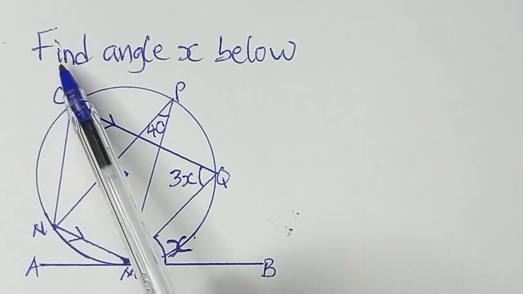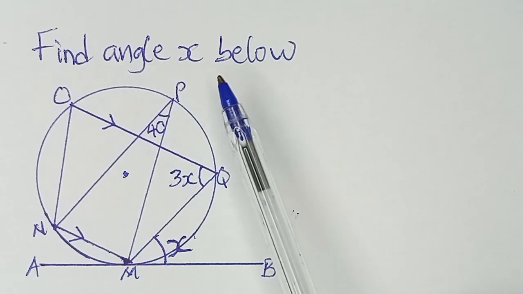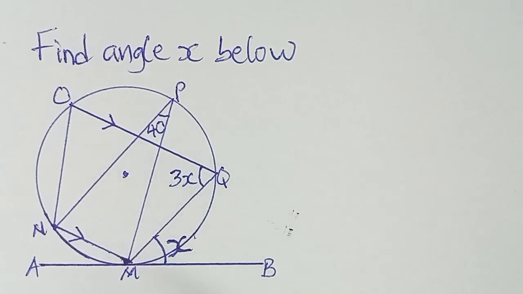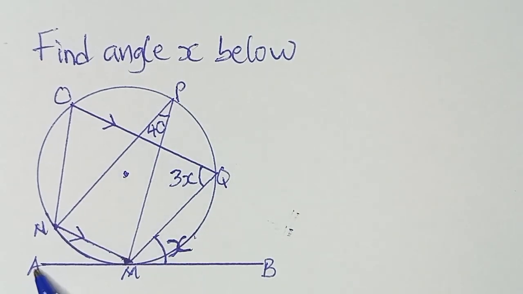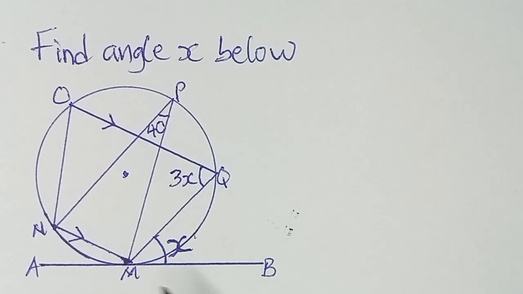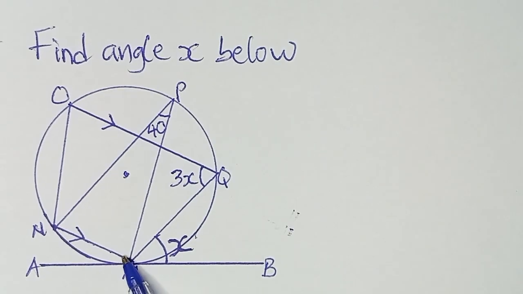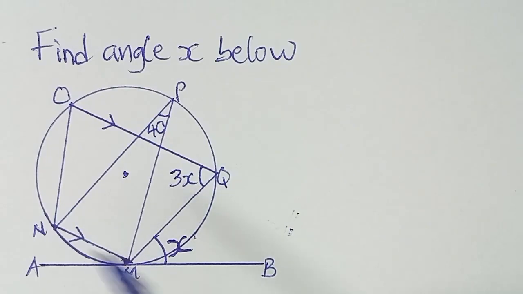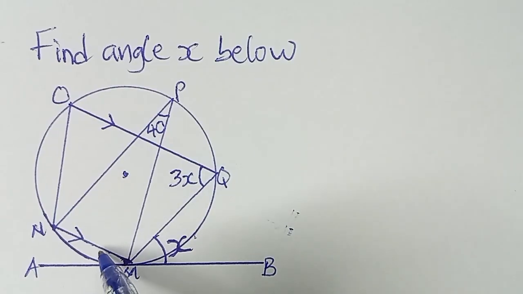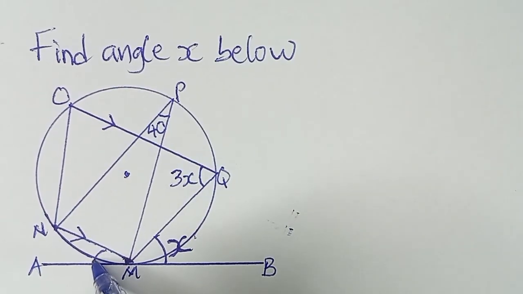The question here says find angle x below. Now, if you look at this diagram, this line AMB is a tangent, an external line touching the circle. So AMB is a tangent, and then this chord NM is making this particular angle here with the tangent.